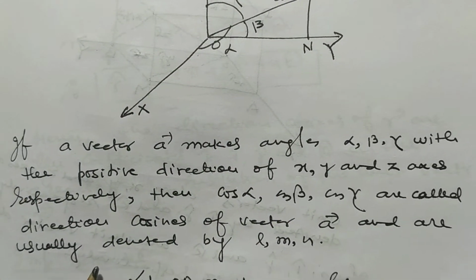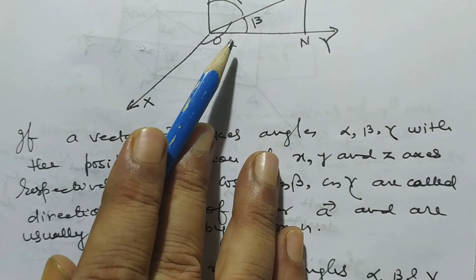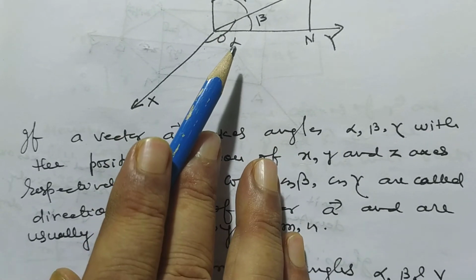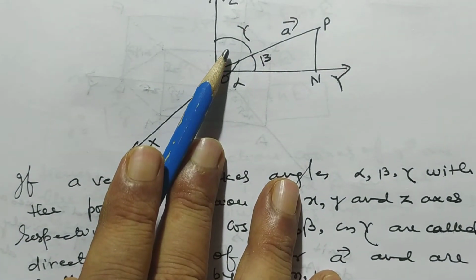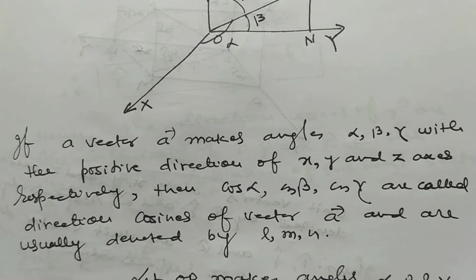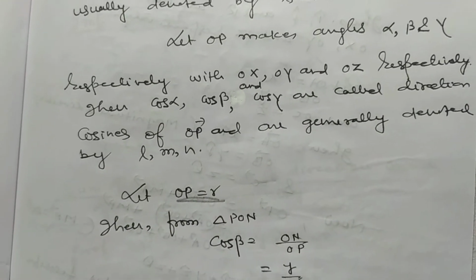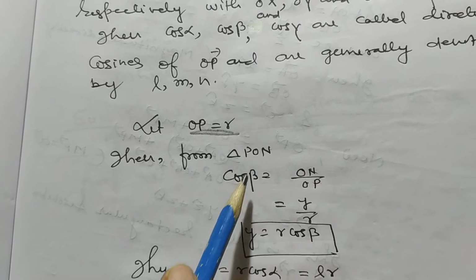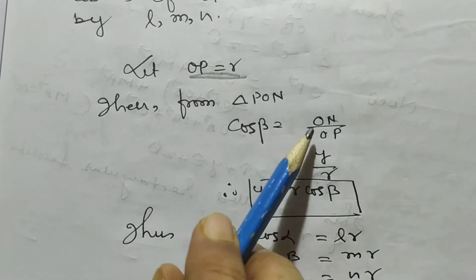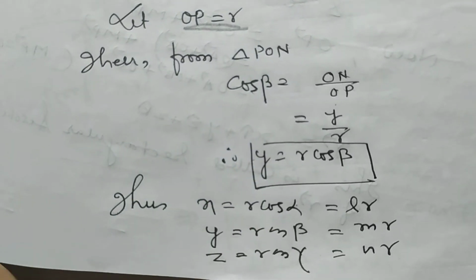Dear students, the cosine of the angle made by a line with the positive direction of the x-axis is known as cos alpha. This is cos beta and this is cos gamma. Here we observe, let OP be equal to R. Then from triangle PON, cos beta is equal to N by OP, that is y by R. Therefore y is equal to R cos beta.